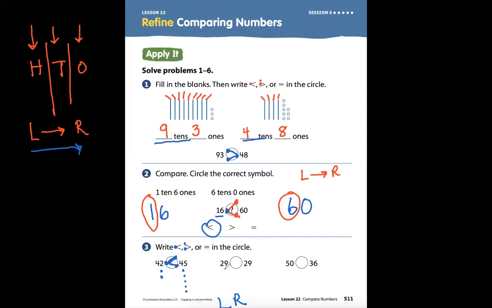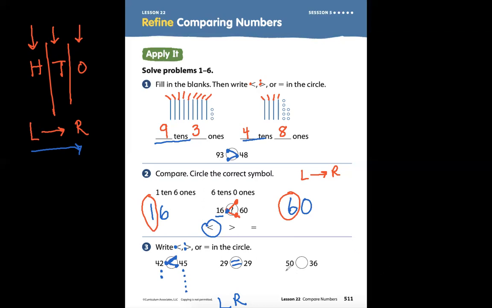Here I have 29 and 29. 2 tens and 9 ones, 2 tens and 9 ones. They are the same. They are equal to each other, so they get an equal symbol.